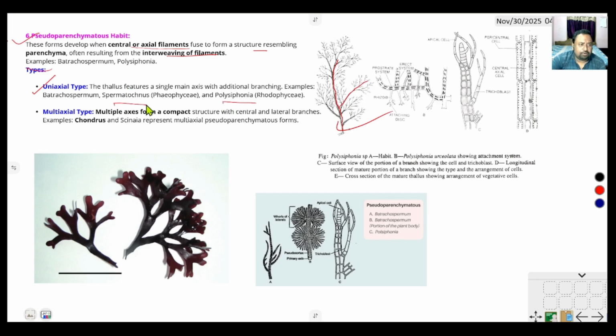and Spermatochnus, Phaeophyceae. Multiaxial. This is the example of multiaxial filament, found in Chondrus crispus or Irish moss. This is the example. Here many main branches or main axes are present.